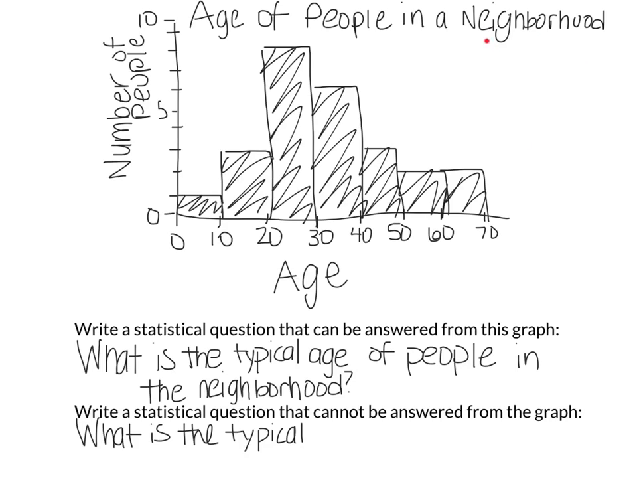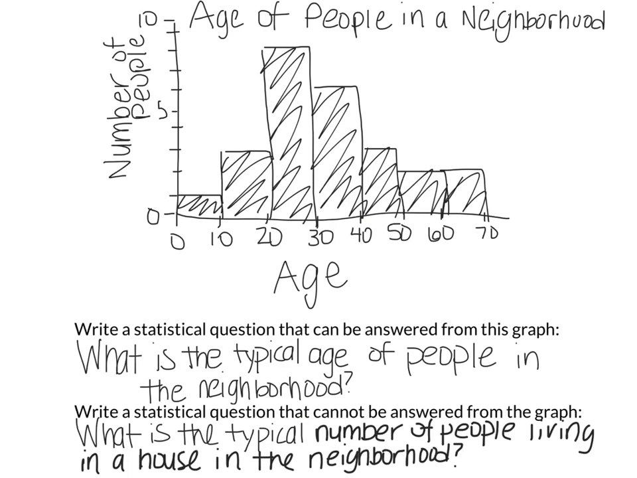So for example, thinking about neighborhoods, maybe what is the typical number of people that live in a house? I don't know in which house each of these people live in, so I don't know how many people are in each house typically. So I'm still talking about generally the same thing, people living in a neighborhood, but it's information that's not found in this graph. So an example of a statistical question that cannot be answered from the graph would be, what is the typical number of people living in a house in the neighborhood?